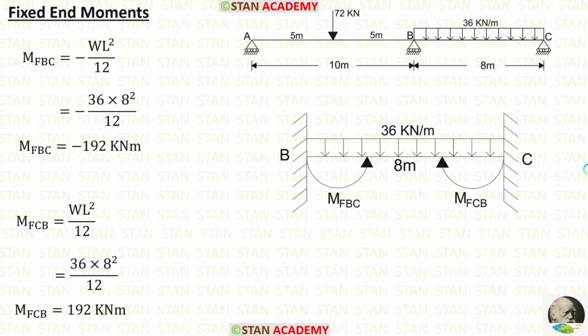Now let us make the fixed end moments in the span BC. In the span BC, we are having UDL acting for the full span. We already saw the formula for the fixed end moments: minus WL square upon 12 and WL square upon 12. Let us apply the values inside the formula. W is 36 and L is 8. After applying, we are getting M of BC is equal to minus 192 kN meter. M of CB is equal to 192 kN meter.